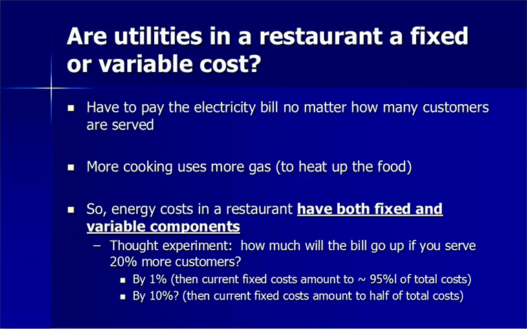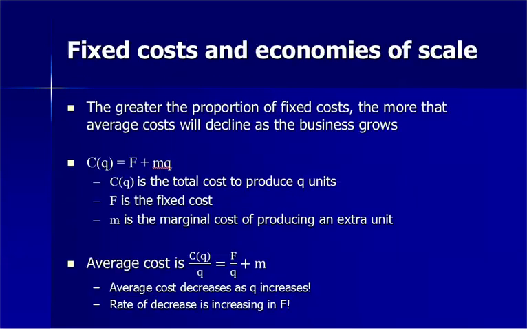You could do a thought experiment that might ask the following. How much will the bill go up if we serve 20% more customers than we did last month? If the bill only will go up by 1%, then fixed costs represent about 95% of total costs, or 95% of the $2,000. If serving 20% more customers would raise the costs by 10% overall, then fixed costs amount to about half of the total costs in the utilities.